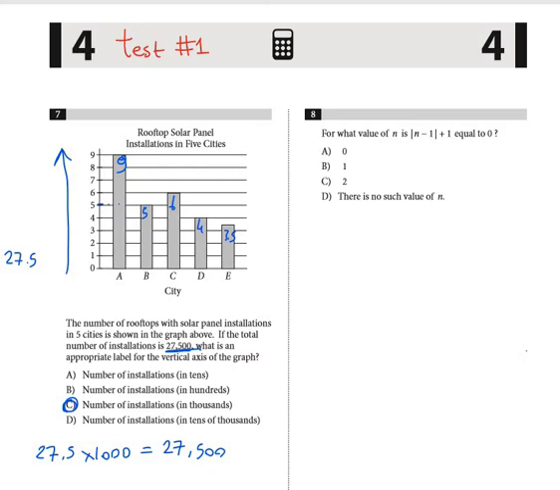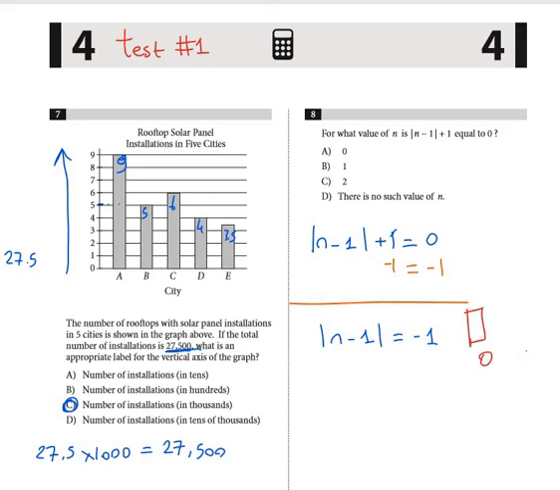Question number 8. For what value of n is the absolute value of n minus 1, plus 1, equal to 0? Let's set up the equation and solve. Step 1. Subtract 1 on both sides. Now we obtain the absolute value of n minus 1 equals negative 1. At this point, you're going to stop and ask yourself, can an absolute value be equal to a negative value?